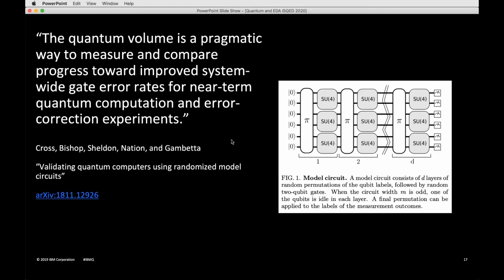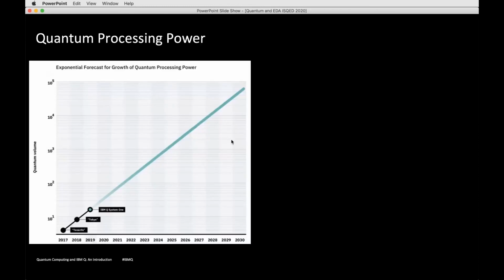So if we look at that and start to plot that, the first machines that IBM put out on the web were the machines of the Tenerife generation. This was a 5 qubit machine and had a quantum volume of 4. The first generations of 20-bit machines were the Tokyo generation, had a quantum volume of 8. Then the next generation, the glass enclosed, also 20-bit machine, had a quantum volume of 16.